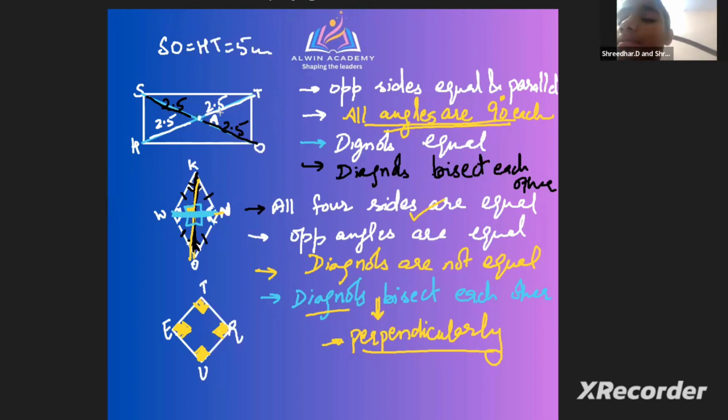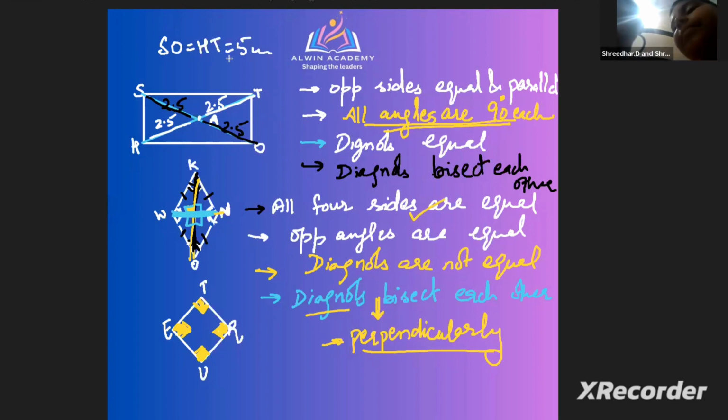In a square, all the properties of diagonals are checked. Are they equal? Yes, they are. Are they bisecting each other? Yes, they are bisecting. Are they perpendicular to each other? Yes, they are perpendicular. Got it, everyone, or not? So for a square, have you written all four properties? All four sides are equal. All angles are 90 degrees each. Diagonals are equal. Diagonals perpendicularly bisect each other. Has everyone written that?